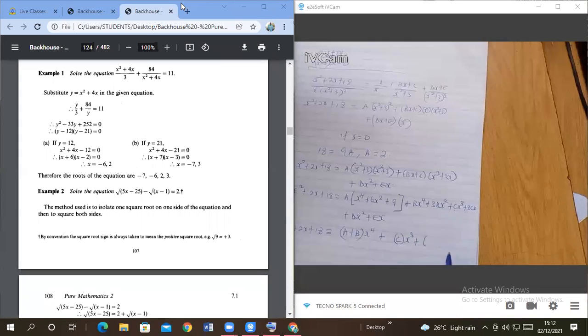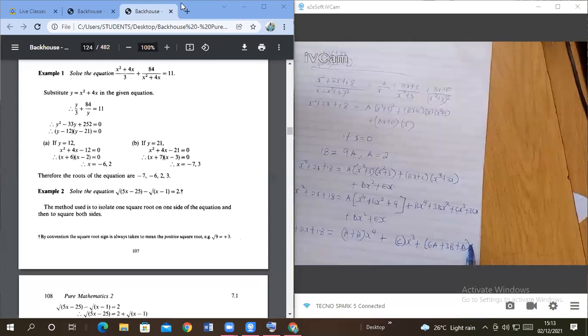Then the terms in x squared. That is C. The terms in x squared is D plus 6. Then there is also 3B. So we have 6A, isn't it? Yes, 6A plus 3B plus D in x squared. Then the terms in x, 9A. In x, please. The next is only E.